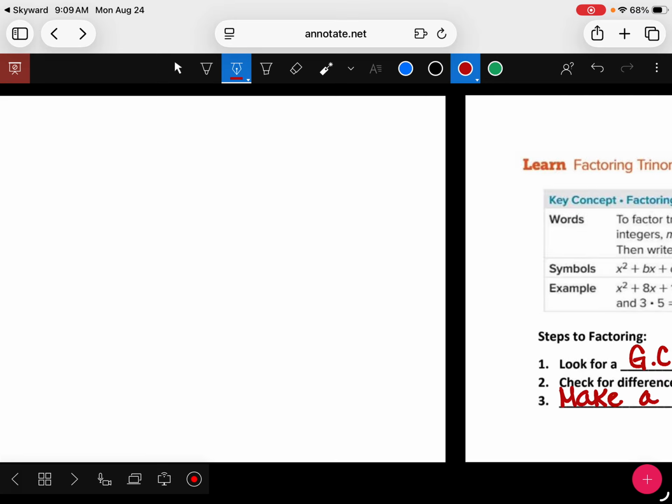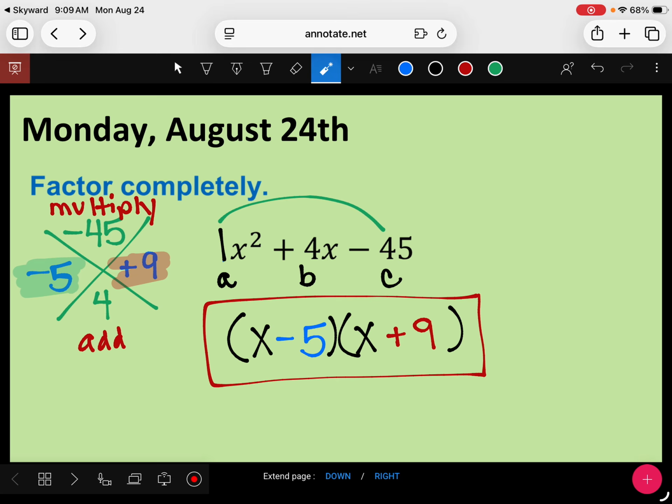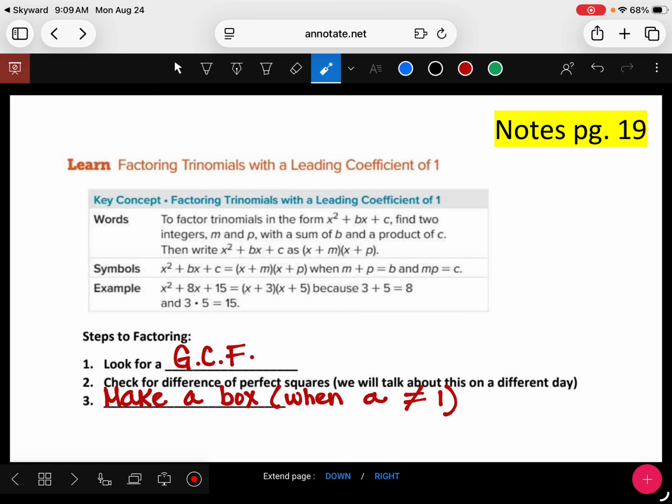Now, step 3 is important because we only do this when A is not 1. Going back to the bell work, A is 1. See, we started off with a 1, so we didn't need to make a box. But when A is not 1, that's what that means. That means does not equal. Equal with a slash. When A does not equal 1, that is when we make a box.